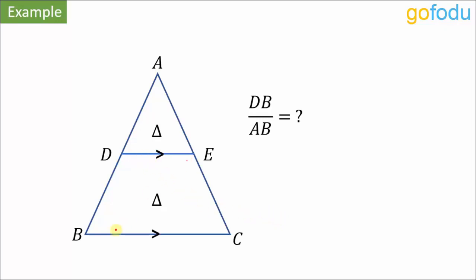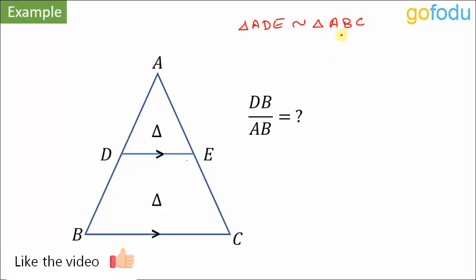Here DE is parallel to BC and the area of triangle ADE is equal to the area of trapezium DBCE. We have to find DB upon AB. So again, triangle ADE is similar to triangle ABC. Also we know that in similar triangles, corresponding sides are proportional, and if we take the square of corresponding sides, their ratio is equal to the ratio of their areas.